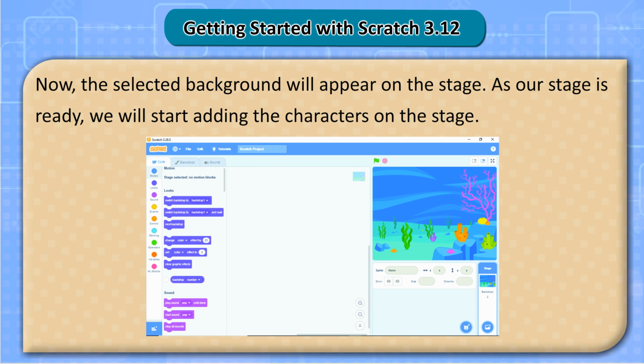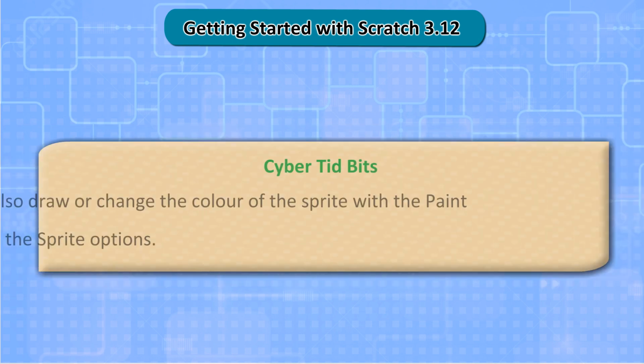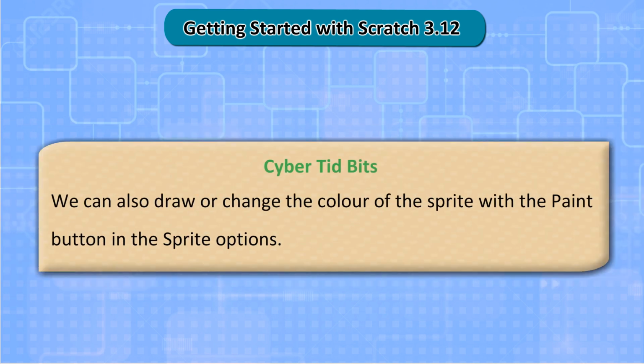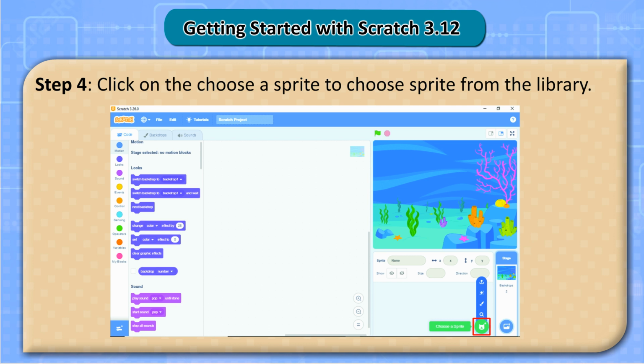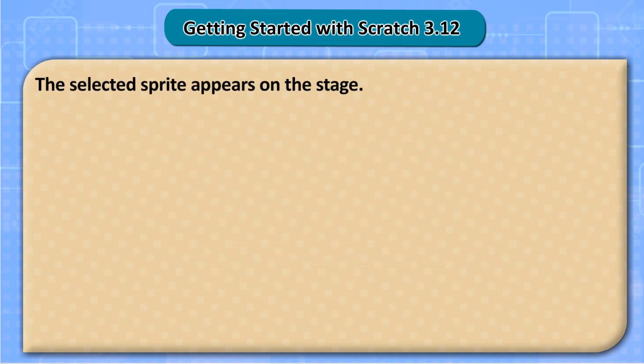As our stage is ready, we will start adding the characters on the stage. Cyber Tidbits. We can also draw or change the color of the sprite with the Paint button in the Sprite options. Step 4. Click on the Choose a Sprite to choose a sprite from the library. Step 5. Click on the Animals section. Select and click on Octopus as player. The selected sprite appears on the stage.